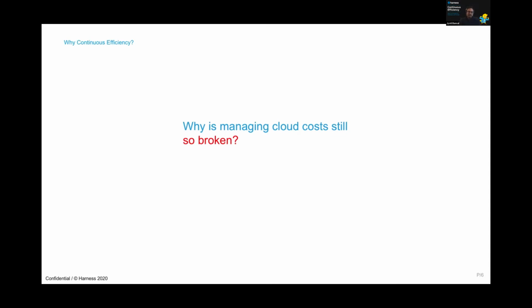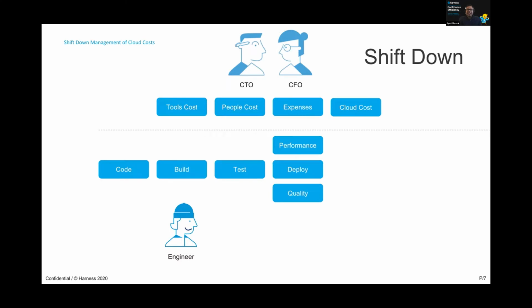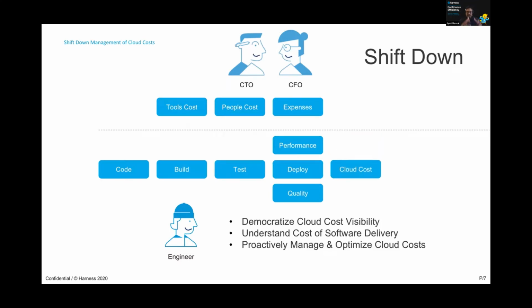We call it shift down. The idea behind the shift down approach is that you bring the ownership and visibility around cloud costs to the developers and to the DevOps teams themselves. You make it a very deep part of the developer and DevOps lifecycle. So we call it democratizing the cloud cost visibility, for developers to understand the cost of software delivery, for them to proactively manage and optimize their cloud cost, right?